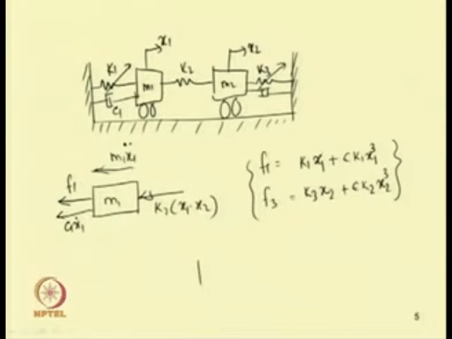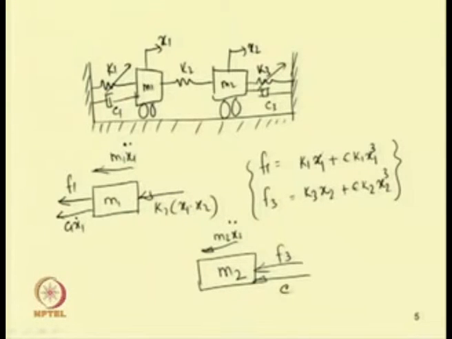Similarly, we can write the equation of motion of the second mass, which is mass M 2. As it is moving towards the right, the inertia force will act towards the left, that is M 2 x 2 double dot, and then the other forces. This is F 3, that is the nonlinear spring force, and let me write this is C 3, then it will be C 3 x 2 dot.